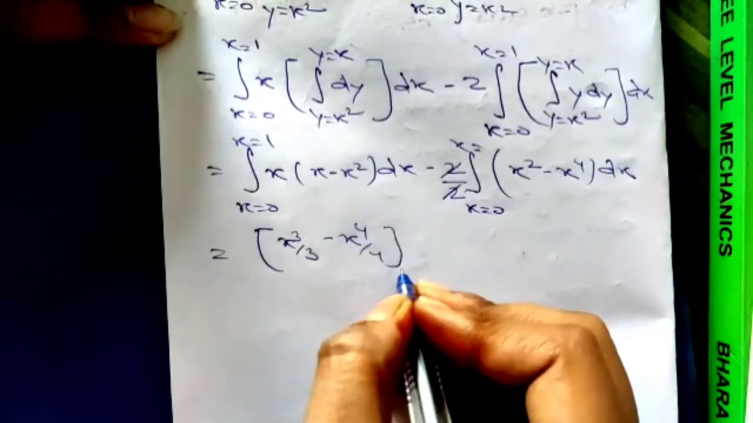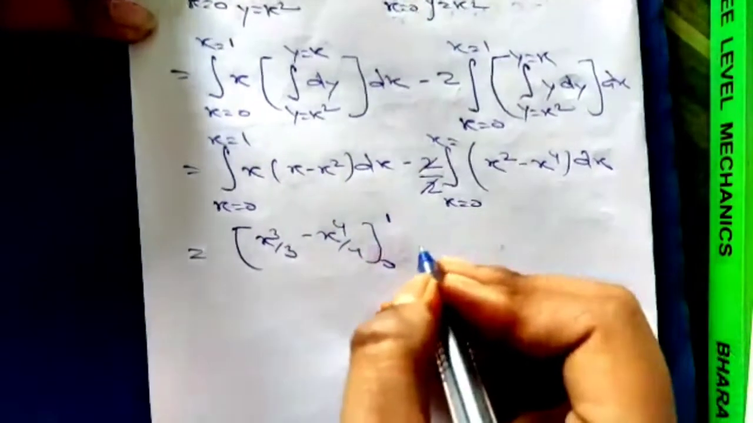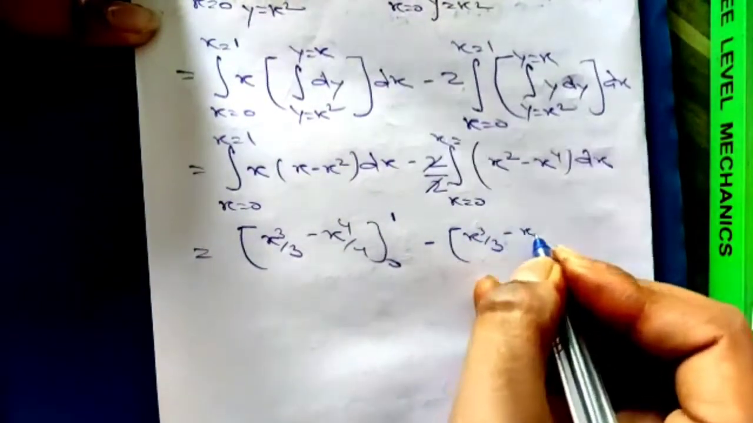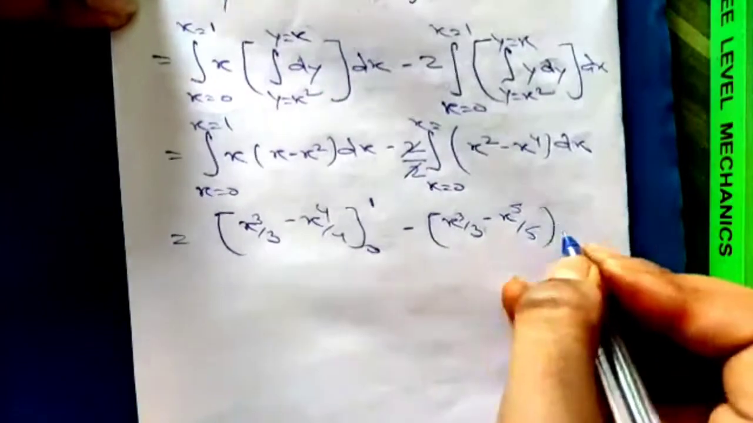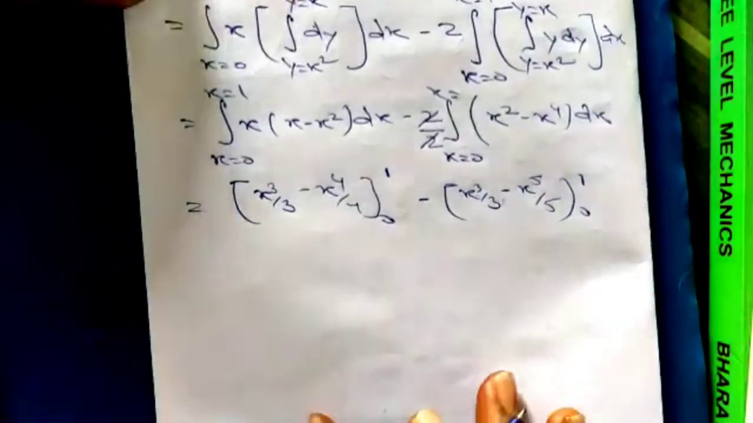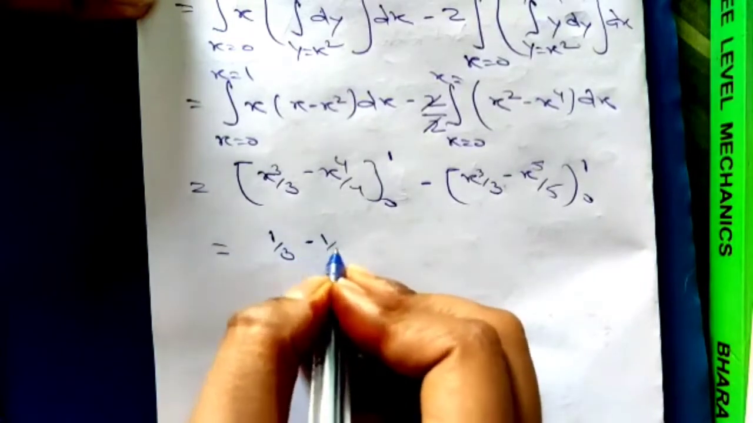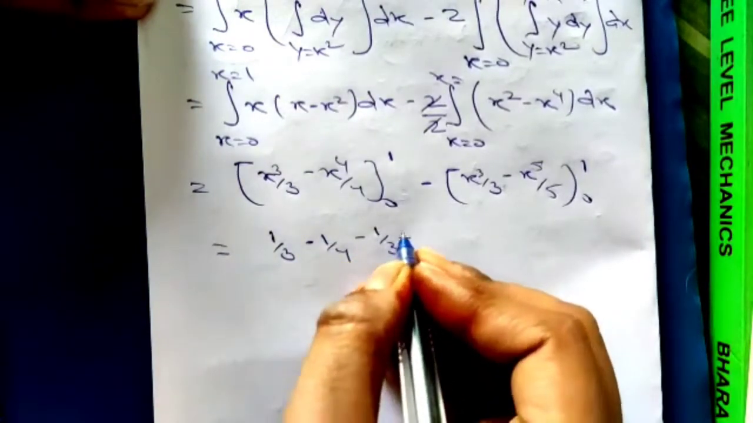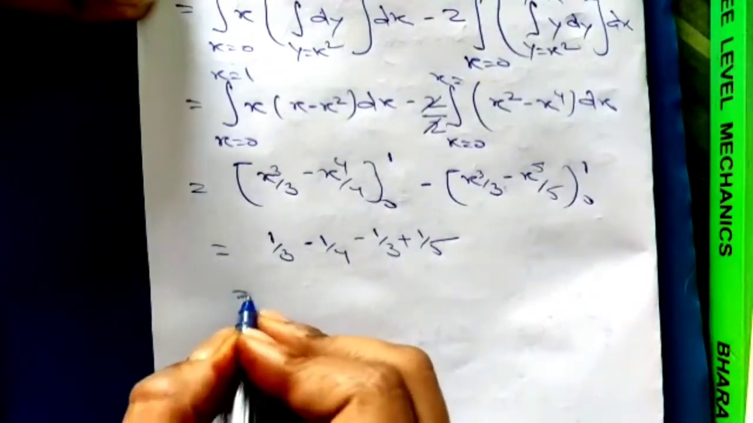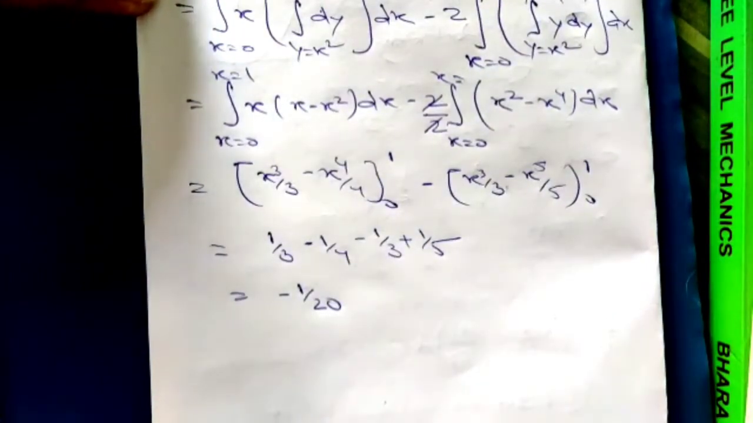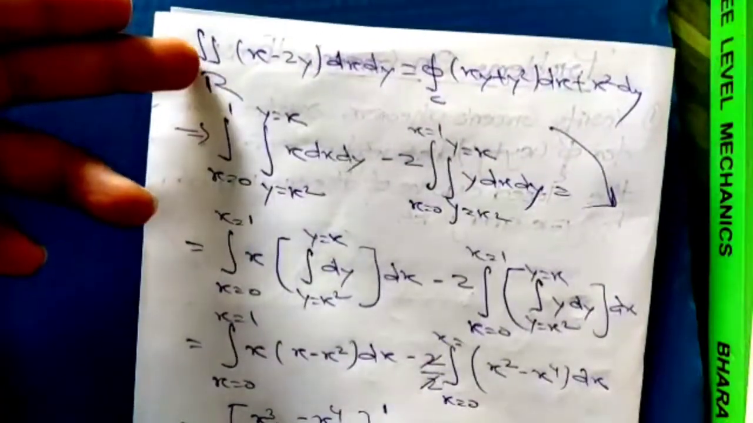Upon 4, put the limit from 0 to 1, and for this we get x cube upon 3 minus x to the power 5 upon 5, from 0 to 1. What we will get? 1 upon 3 minus 1 upon 4 minus 1 upon 3 plus 1 by 5. After solving we get minus 1 by 20. So this is the one part. So this is, we just find the surface integral.